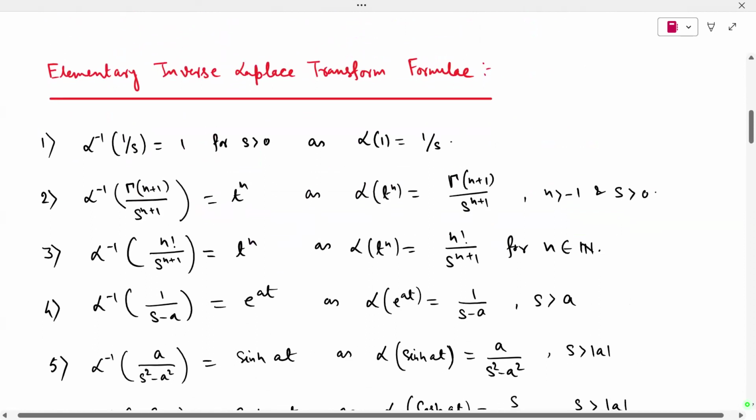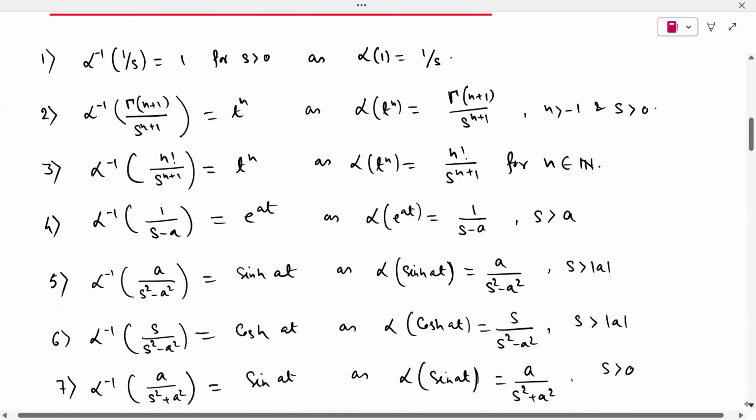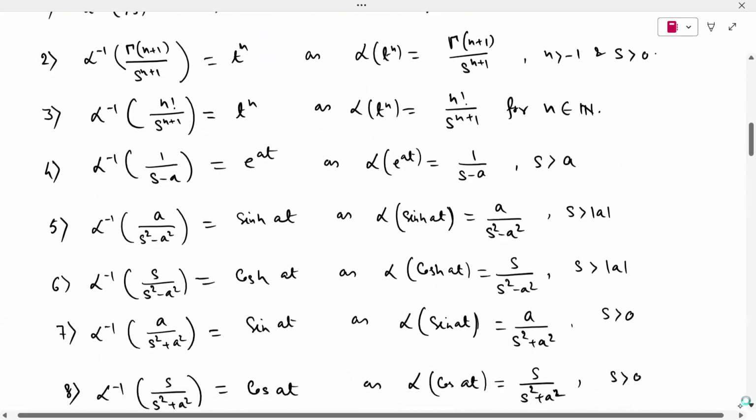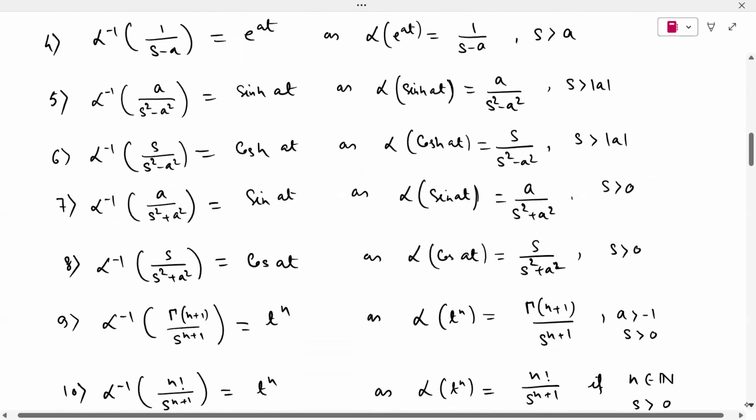Now some elementary inverse Laplace transforms. These formulas we already know from the previous discussions, because they are just the inverses of those formulas. Since the Laplace transform of 1 is 1 by s, the Laplace inverse of 1 by s is equal to 1. Since the Laplace transform of t to the power n equals gamma n plus 1 by s to the power n plus 1, the Laplace inverse of gamma n plus 1 by s to the power n plus 1 equals t to the power n, and so on. I am writing these formulas. You can pause and see them. There is nothing to prove in these formulas.